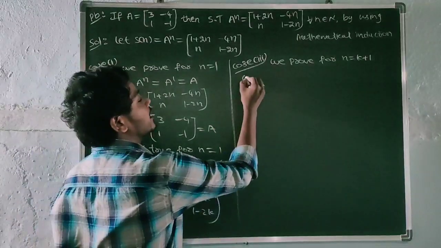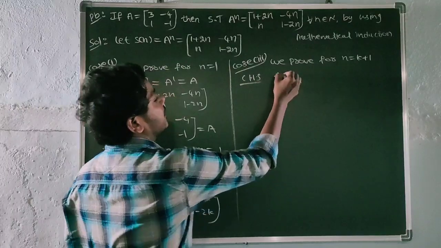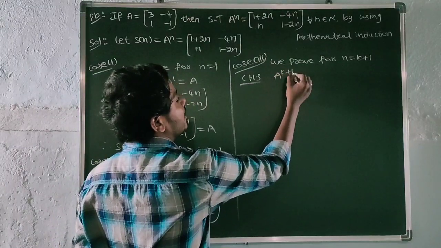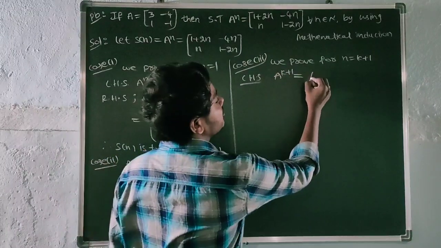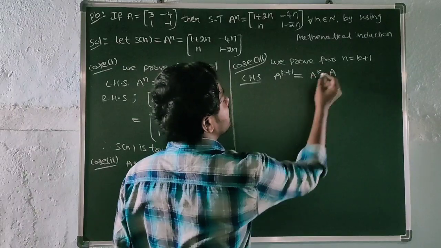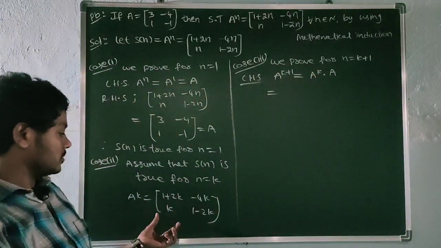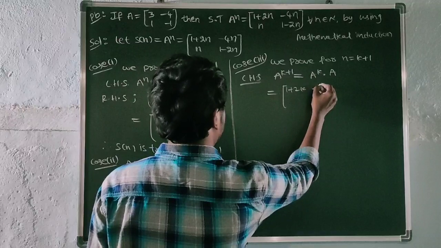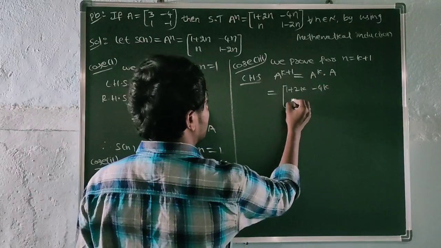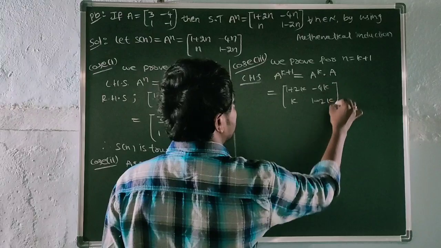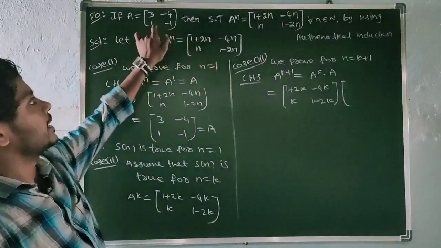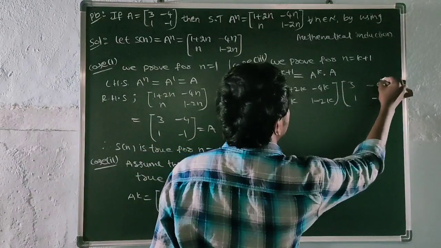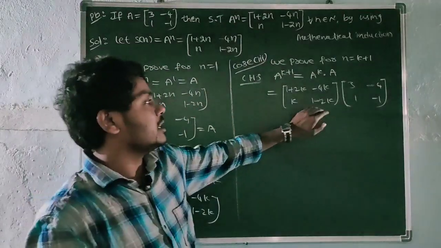So for that, consider LHS and write in place of n what? K plus 1. So this A power k plus 1 write as A power k into A. So what is A power k value? This one. That is 1 plus 2k, minus 4k, k, 1 minus 2k, into A. So that is the given matrix, 3, minus 4, 1, minus 1. So now you have to multiply these two matrices.